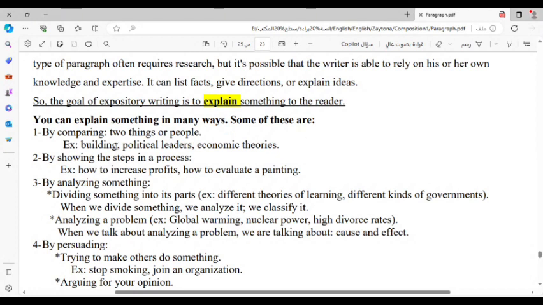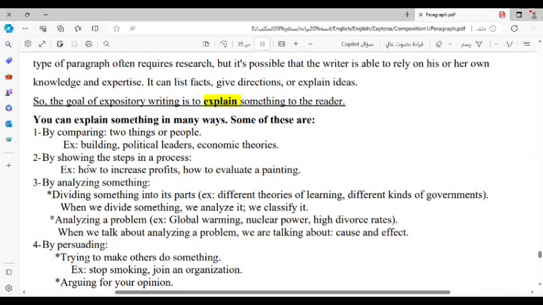Some of these are by comparing two things or people. Example, you can compare two buildings. You can compare two, for example, political leaders. You can compare economic theories. Okay, the purpose is just to explain. It's just to show, for example, the similarities between two things or people. يعني this is your responsibility, is just to explain, it's just to show something, it's just to give information.